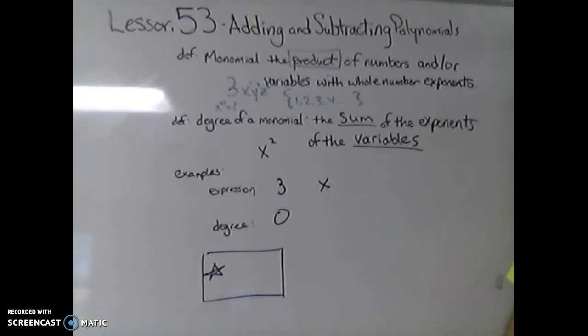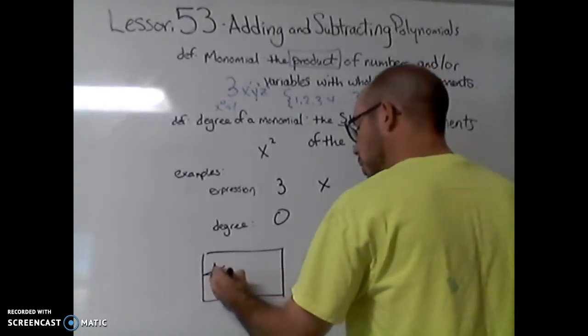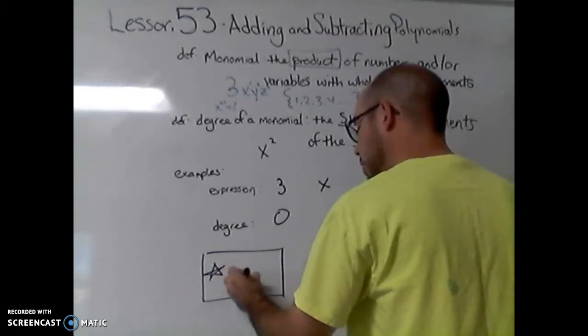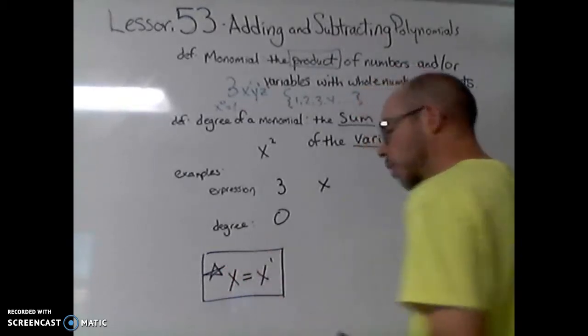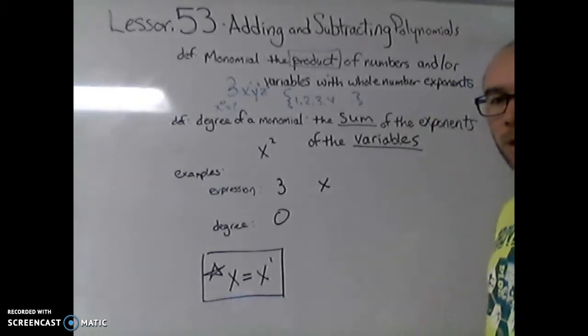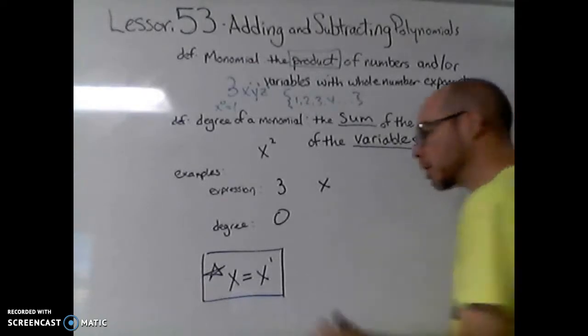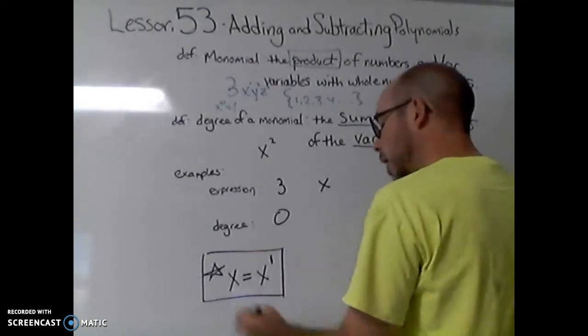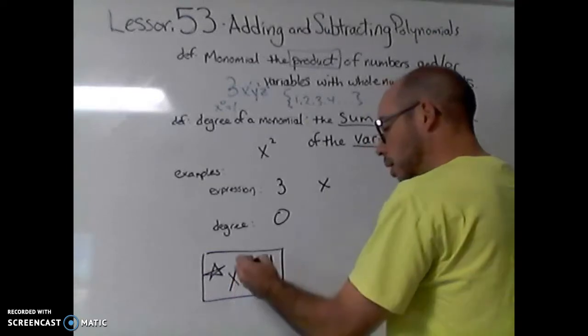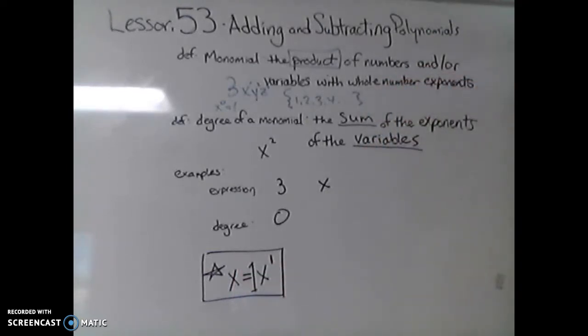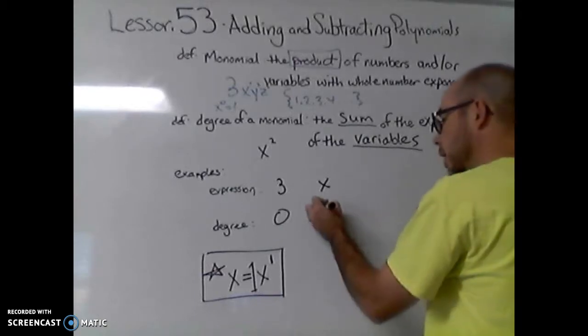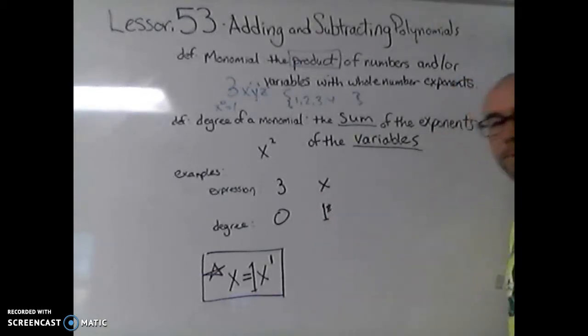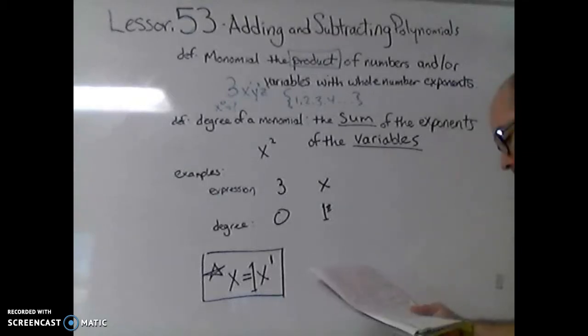X. Well, what's the power? What's the whole number power on the exponent of x? Well, it's something here that we'll put in our little box here is that x equals x to the 1. Y equals y to the 1. Z equals z to the 1. A equals a to the 1. It's understood that there's a 1 power there. Actually, it's also understood that there's a 1 in front of that expression as well. So this is a first degree monomial.